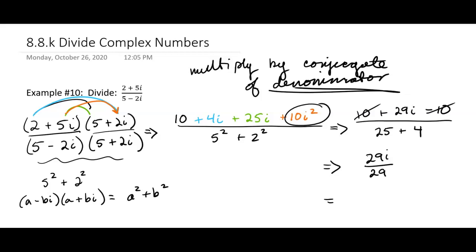So this one's kind of different. It just simplifies to be i. They don't always do that. Sometimes you get a real part and an imaginary part. Sometimes you get fractions for the real numbers for a and b. That's okay. This one just kind of simplified nicely to be i. Hopefully we'll have another example where it does more.